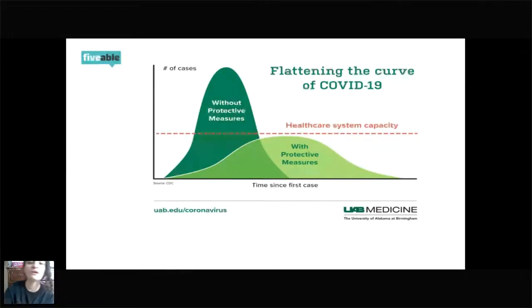But if you look at the bell-shaped curve, if you don't take protective measures, more people are going to get sick, and very fast. So our healthcare system will be overwhelmed, and doctors and hospitals will not be able to support that many people getting sick. Many people will die because our healthcare system cannot really support them. There are not enough supplies for that many people getting sick. So yeah.